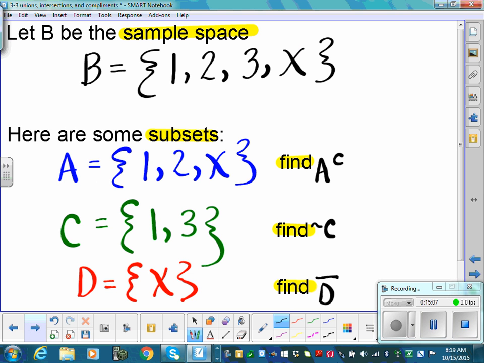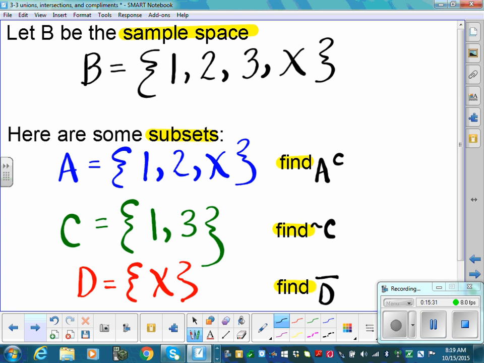All right, so for example, let B be the sample space. Here's our first example. Let B be the sample space. So this means all possible outcomes are in this set. B is equal to the set of 1, 2, 3, and X. That's my sample space. Now here are some examples of some subsets. Remember that subsets mean smaller sets of the full sample space.